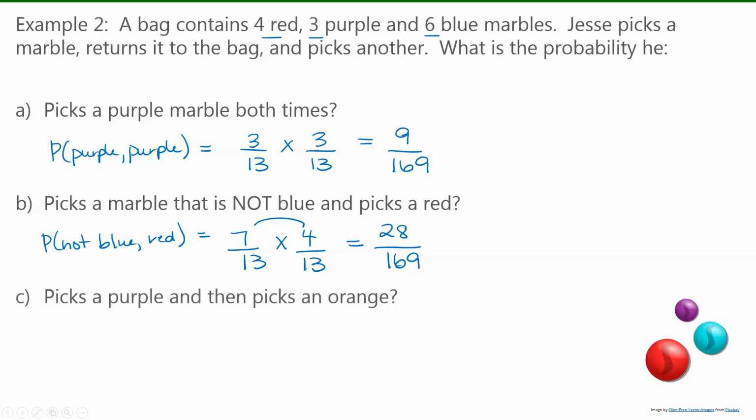What's the probability that he picks a purple and then picks an orange? So the probability of picking purple and then picking orange, we find the probability of each independent event. So the probability of purple would be 3 out of 13, and the probability of picking an orange is 0 out of 13. So again, there are no chances that he will pick a purple and an orange. 3 times 0 is 0. So it's 0 out of 169. So there's no chance he'll pick purple and then orange.